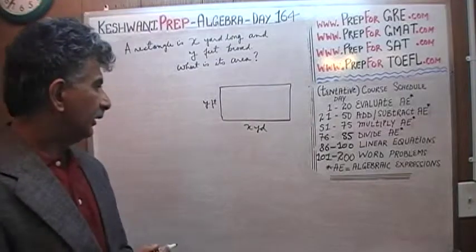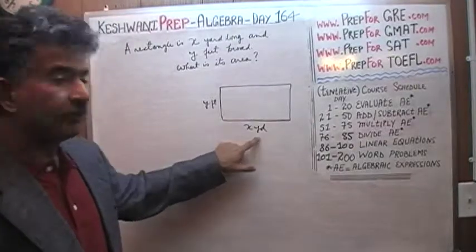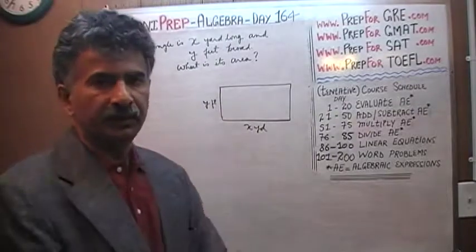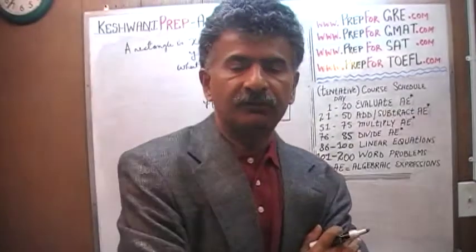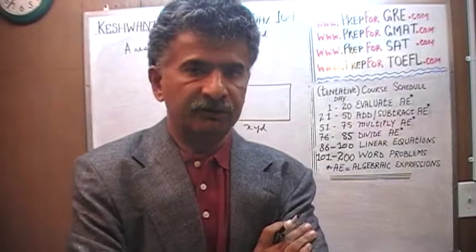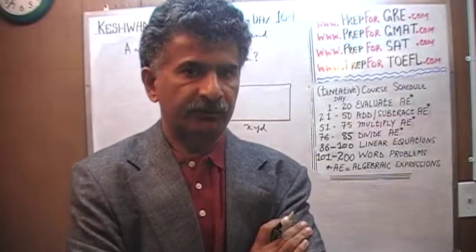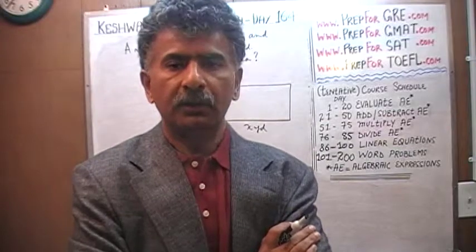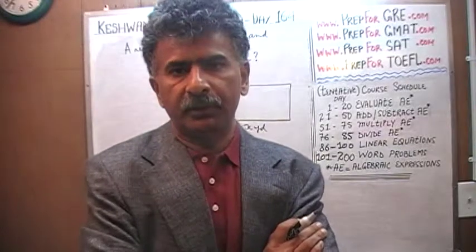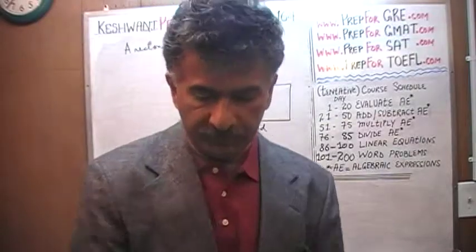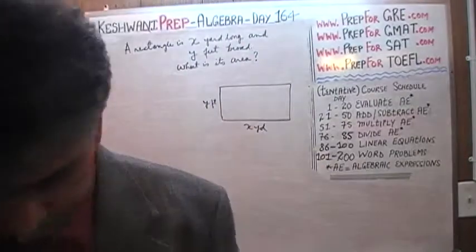As you can see, the two dimensions are given in two different units. This is yard, this is feet. This won't do. We cannot figure out the area unless we change the dimension given in feet into yard, or the dimension given in yard into feet. That way we can talk about the area being in square feet or in square yard. So let's do it then.